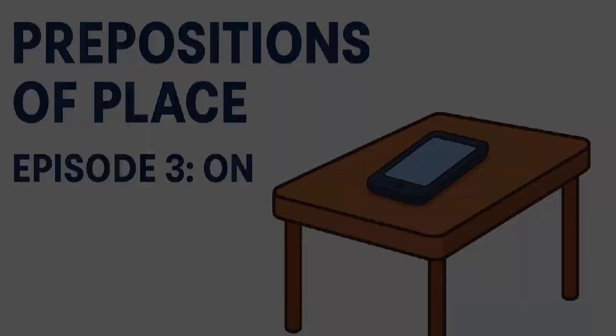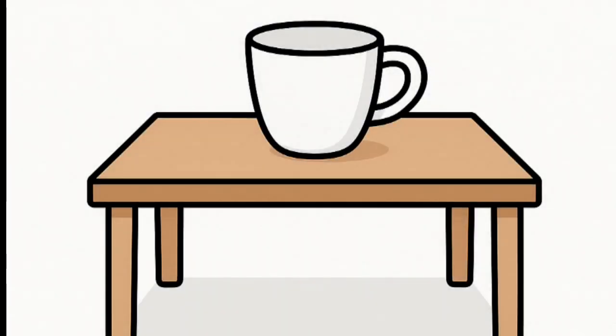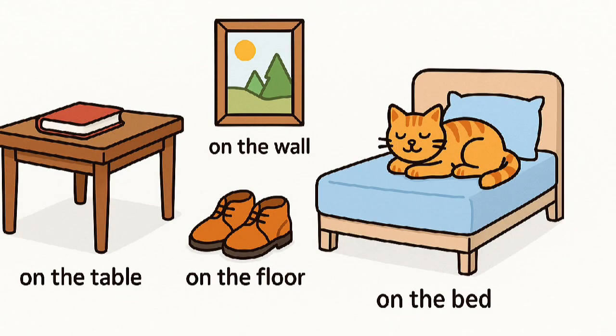Think of on as something that touches or rests on a surface. When an object is supported by or connected to the top of something else, we use on. We use on when there's direct contact between two things. For example, the book is on the table, the picture is on the wall, the shoes are on the floor, and the cat is on the bed. Each one touches or lies against a surface.